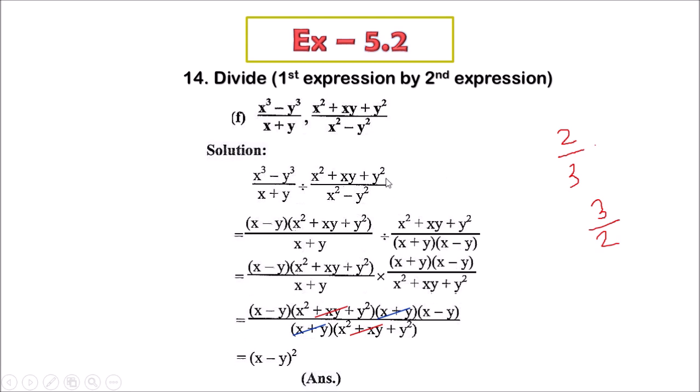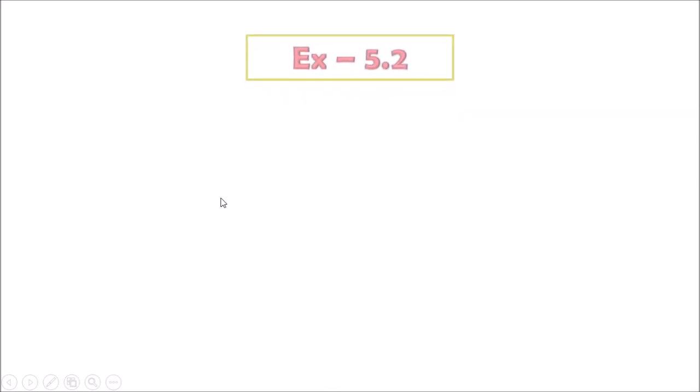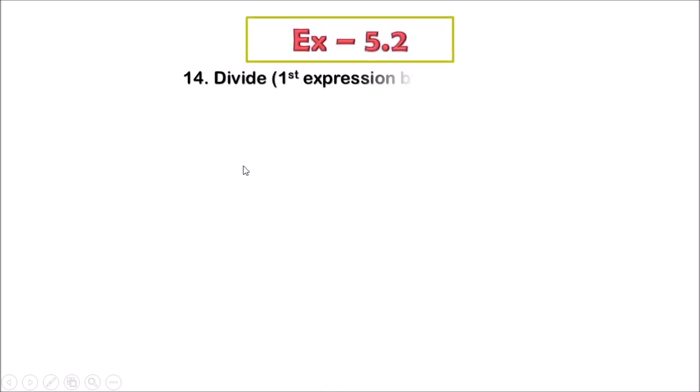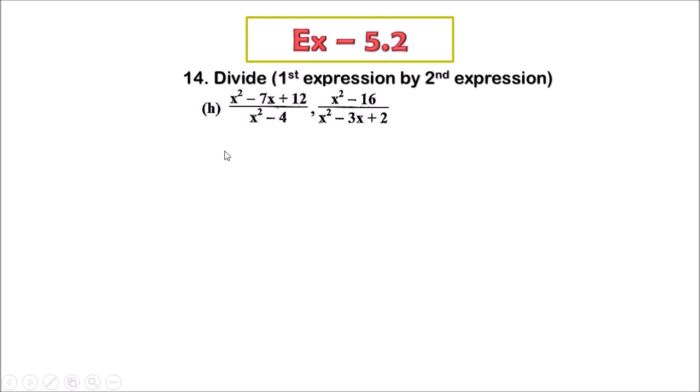So I think it's clear to you. I think you understand. Okay, inshallah, in the next question you will understand more. Here is number 8. So you can look at the question here.